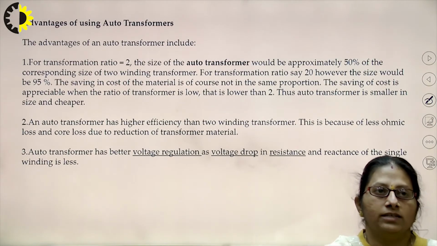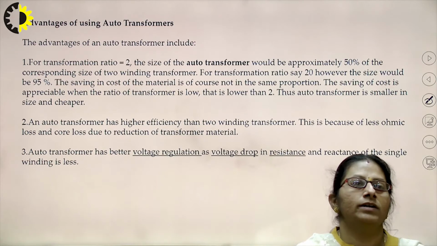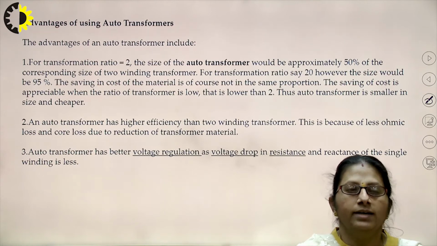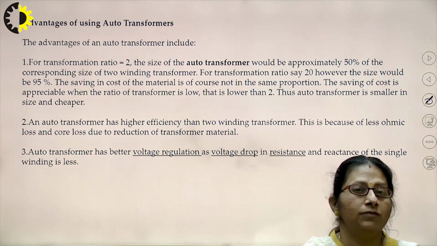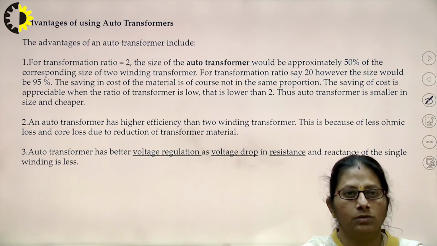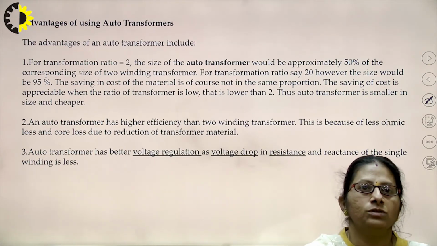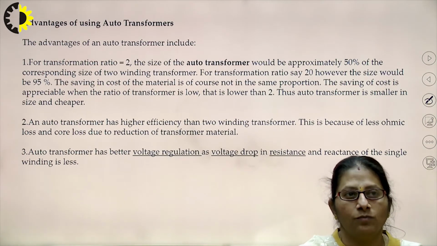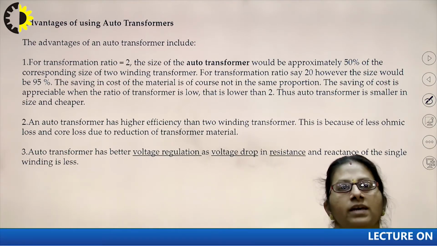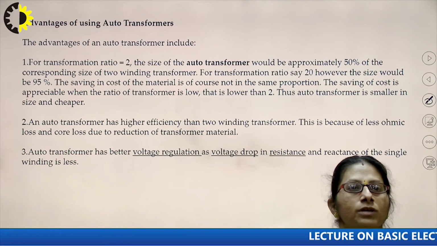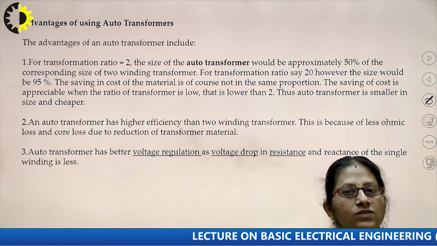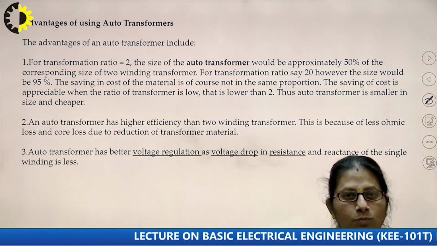So let's see what the advantages of using an auto transformer are. The very first one: for a transformation ratio of say 2, the size of the auto transformer would be approximately 50% of the corresponding size of the 2 winding transformer, that means the size would be smaller. For a transformation ratio of say 20, however, the size would be 95%, so the saving in the cost of the material is of course not in the same proportion. The saving of cost is appreciable when the ratio of the transformer is lower than 2. Thus the auto transformer is smaller in size and cheaper also, right?